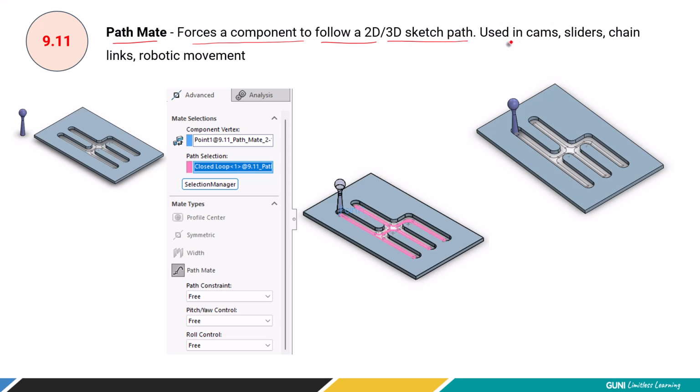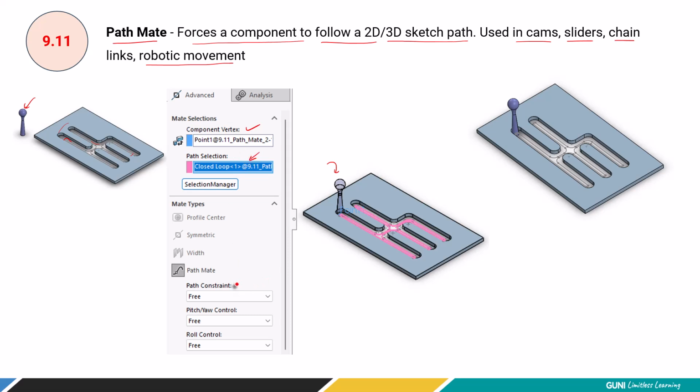Basically, it is useful in cams, sliders, chain links and robotic movement. Here we have one pin and we have a plate. Inside that we have created the 2D sketch, which is basically a path. Our target is to place this pin exactly over here, and we'll try to drag it so it can move along the path. For that we need to select the vertex, which is a basic requirement. Then we have to select the path.